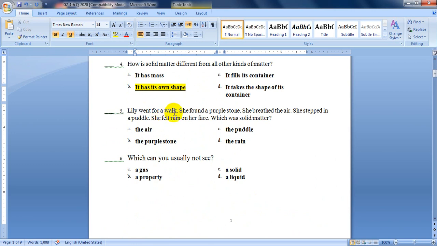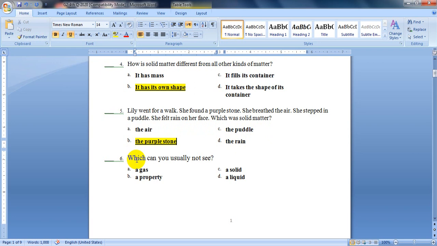Lily went for a walk. She found a purple stone. She breathed the air. She stepped in a puddle. She felt rain on her face. Which was solid matter? The air, the purple stone, the puddle, the rain. The only solid here is the purple stone, because the air is made up of gases, the puddle is made of water, the rain is also water, so the puddle and rain are liquids, the air is gas, the only solid is the purple stone.